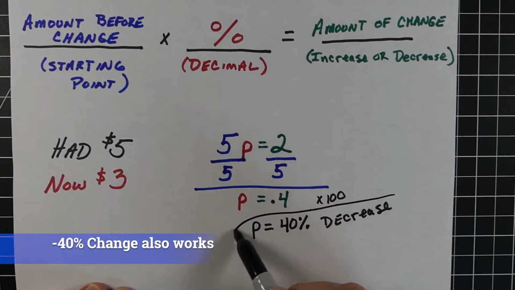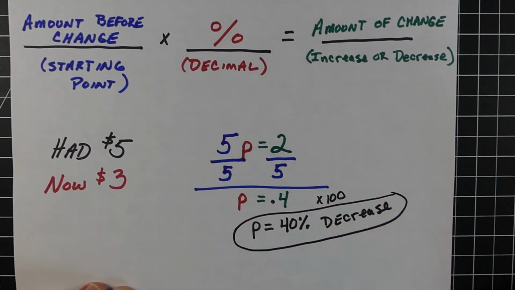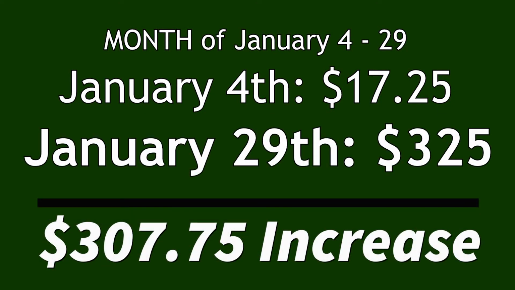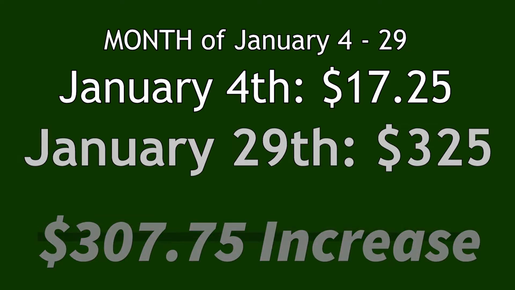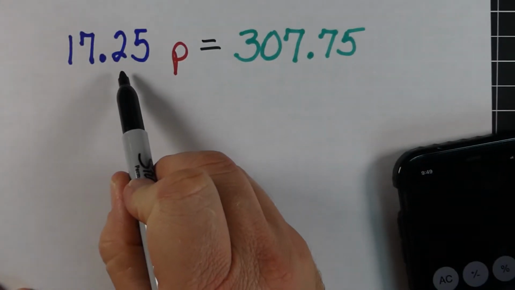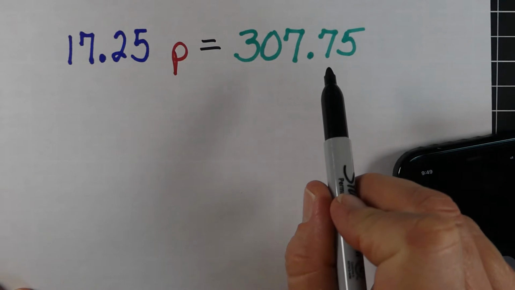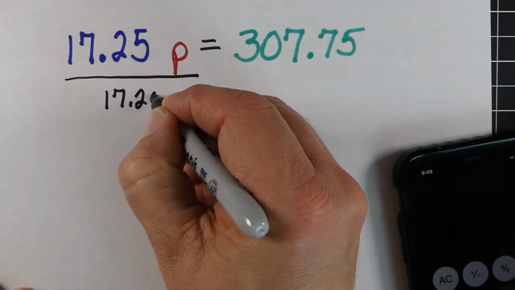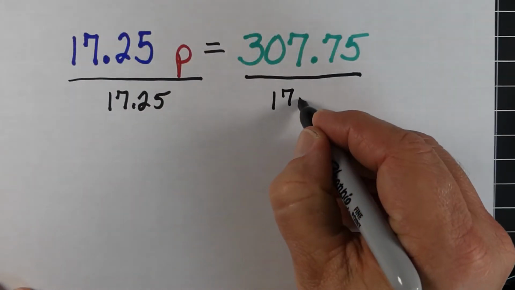So we're going to use some of these different situations where we can calculate this with GameStop. So the first one is, how did it change for the month? So on January 4th, the price was $17.25. By January 29th, it was $325. That's a $307.75 change. So when we set this up, the $17.25 was the starting amount. The $307.75 was how much it changed, not what it became.